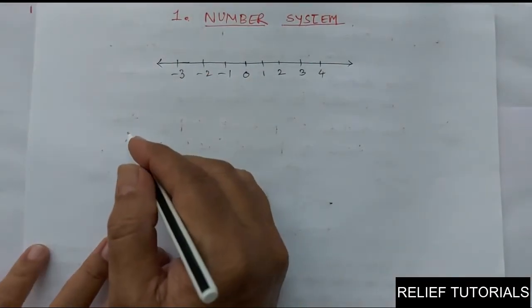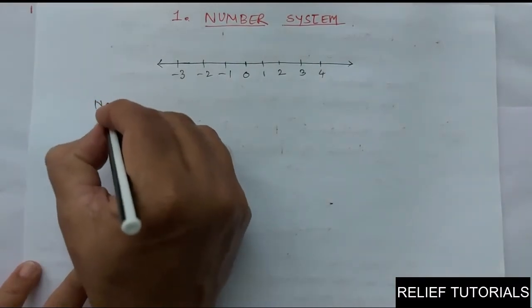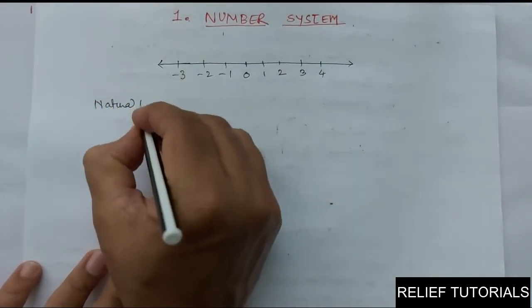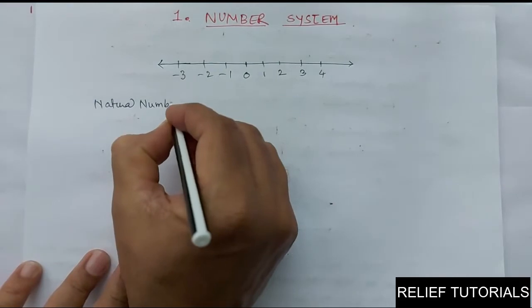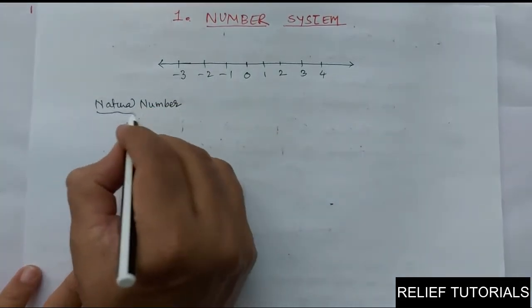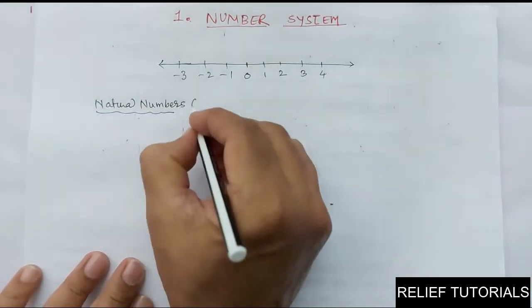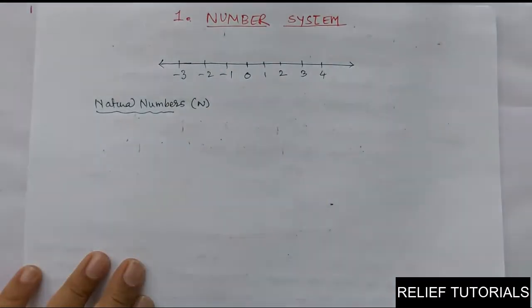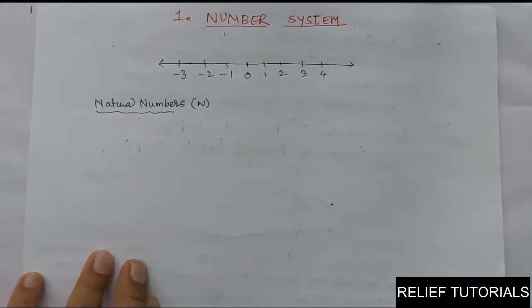But first of all, we will talk about natural numbers. Natural numbers are denoted by N. So what are natural numbers? You know that generally in mathematics we use numbers in order to count objects, or in order to label, and in order to measure. We use all these numbers.